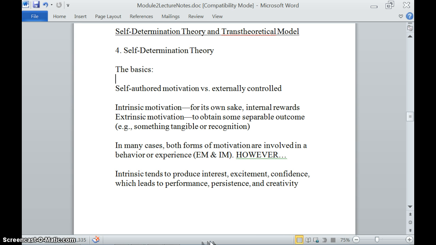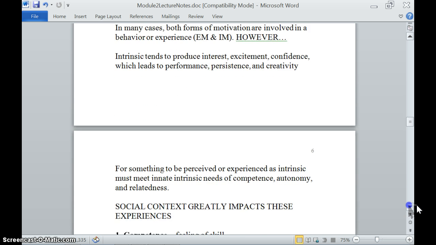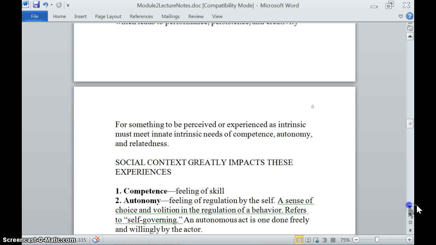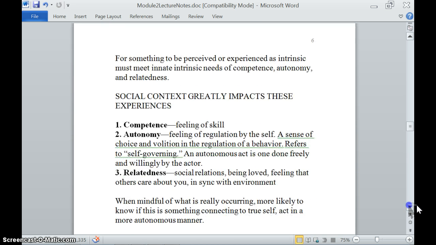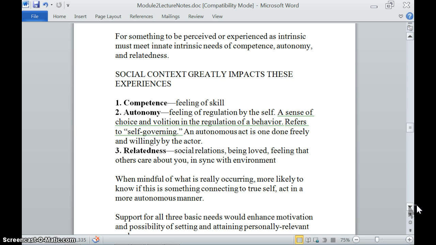Now, the key is, typically, however, intrinsic tends to produce interest, excitement, confidence, which leads to better performance, more persistence, and even creativity. I'm biased, of course. I've written a book a number of years ago called The Intrinsic Exerciser. So certainly you're getting a biased perspective, but one that I think is grounded in a lot of work over the years in terms of looking at this idea of intrinsic.